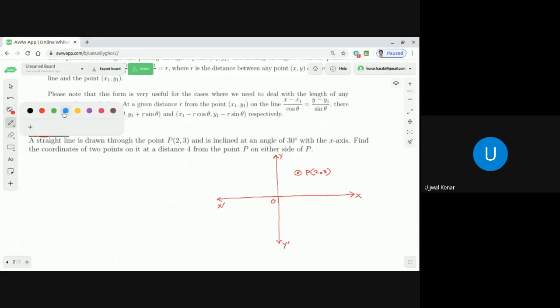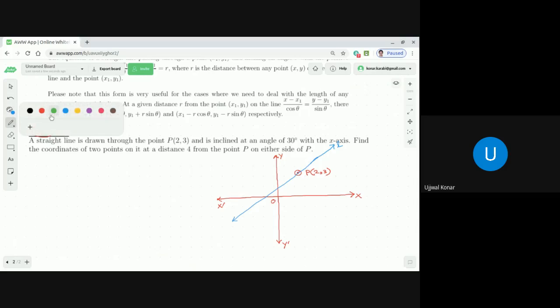So let me draw the straight line in a different color. This is a kind of a 30 degree angle, you can assume. So this is our straight line L. Now we need to find the coordinates of 2 points on it at a distance 4 from the point P on either side of P.